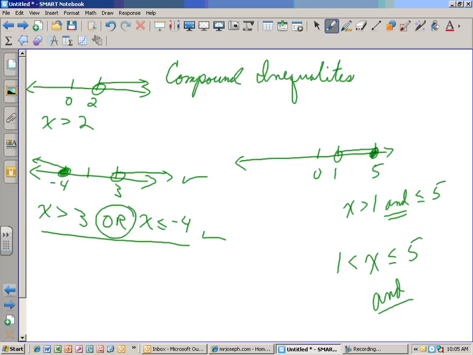Okay, and these are called compound inequalities. And this was lesson 6.4. Okay, so here's what I want you guys to do. On pages 384 and 385, problems 3 through 39.